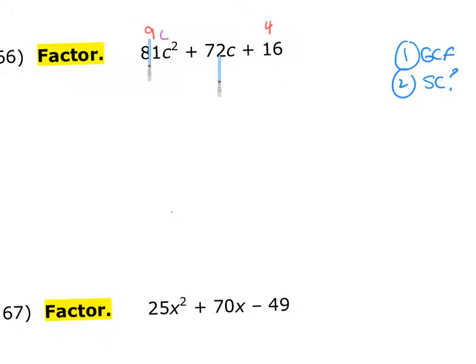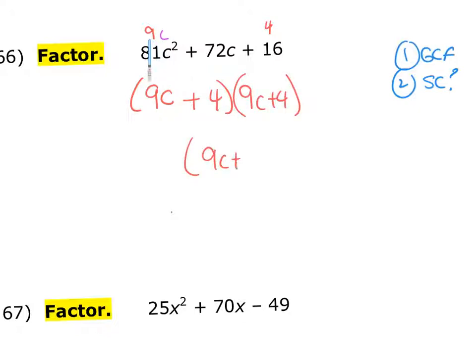So it is a special case. Okay, so 9 times 4 is 36 times 2 is 72. So yes, this is a special case. And the special case is really 9c plus 4 times 9c plus 4, which is just 9c plus 4 squared.